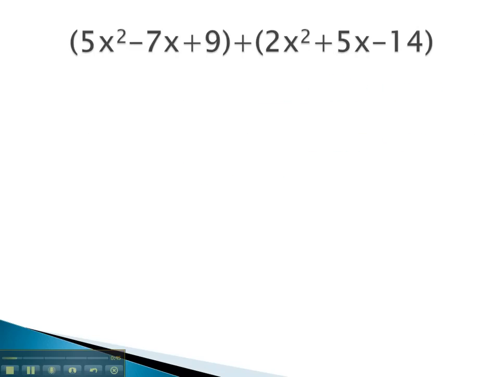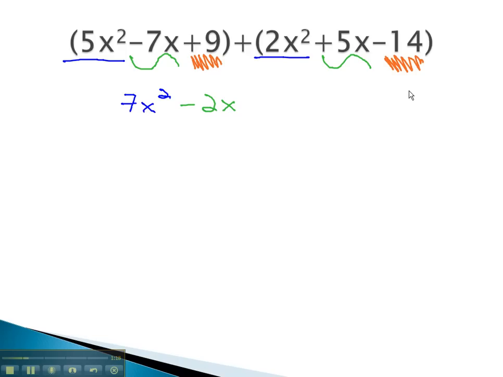In this expression, we have two polynomials in parentheses that are added together. With addition, we simply have to combine like terms. 5x squared is like the 2x squared, giving us 7x squared. The negative 7x is like the positive 5x. This gives us negative 2x. Finally, the 9 is like the negative 14. 9 minus 14 will give us negative 5. This is our result we get when we add the polynomials together.